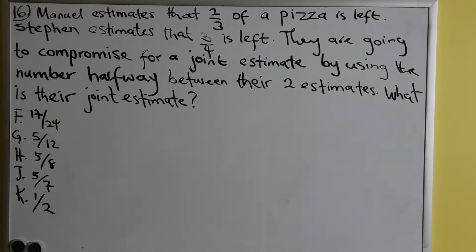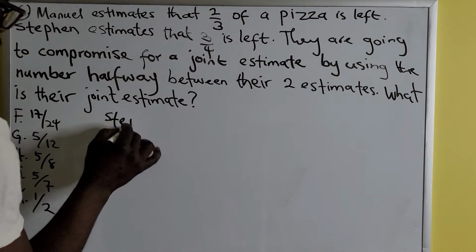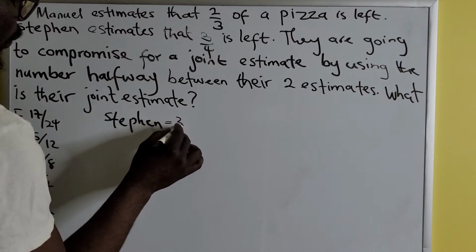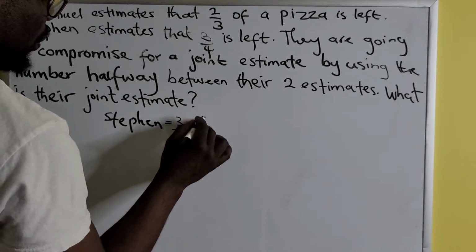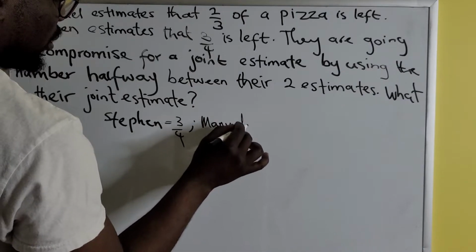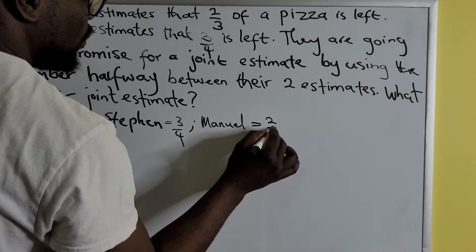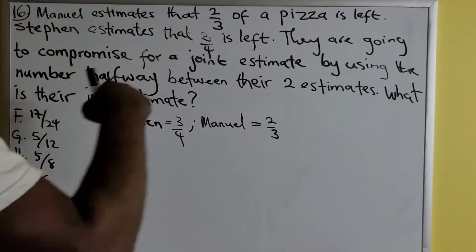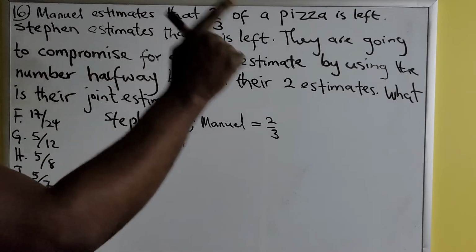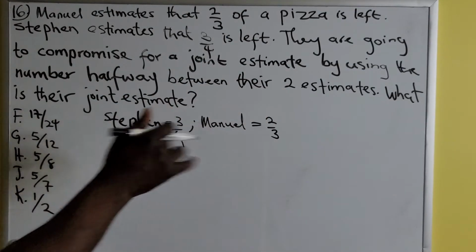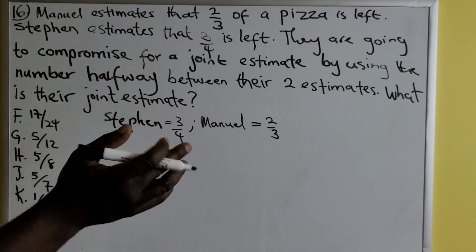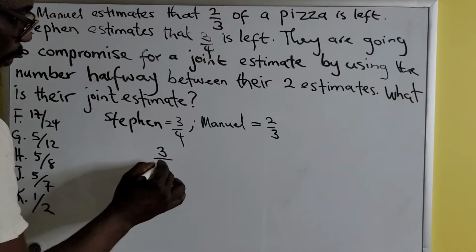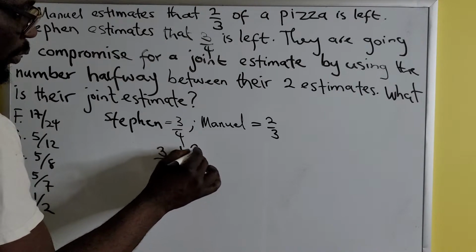So, Stephen says it is 3/4. Manuel says it is 2/3. Right? That's what they say. That's what this first statement is. Now, they are going to compromise for a joint estimate. So you're going to join their estimate by using the number halfway between their estimates. So if you join these estimates together, you have 3/4 plus 2/3.